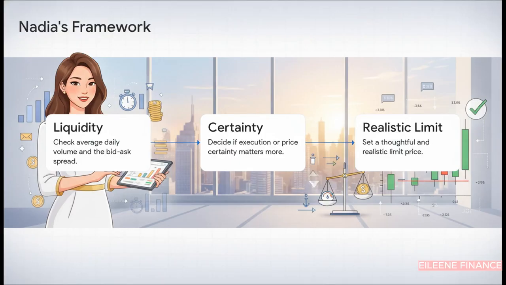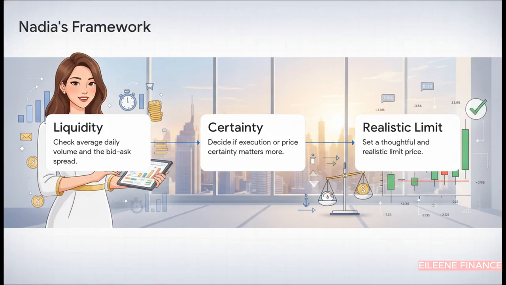So how do we make all of this perfectly actionable? Let's steal Nadia's fantastic three-question framework. She runs literally every single trade through these 3 steps. Step 1, how liquid is the stock? She checks the volume, she checks the spread. If it's a super tight 1-cent spread, a market order is probably fine. If it's wider, limit order for sure.